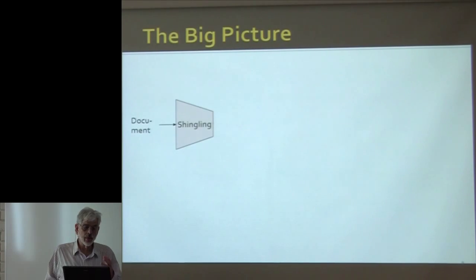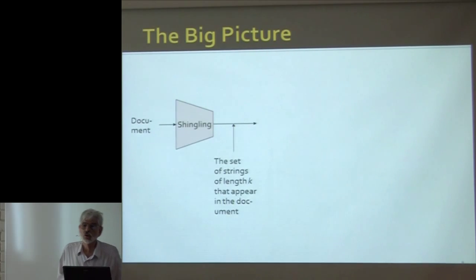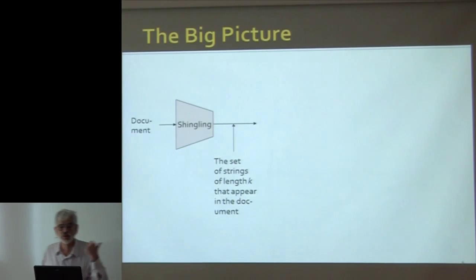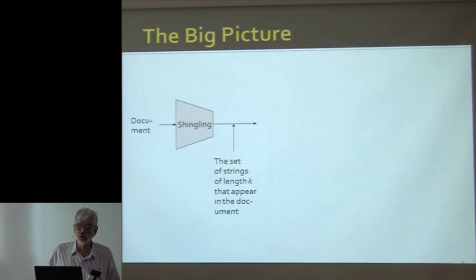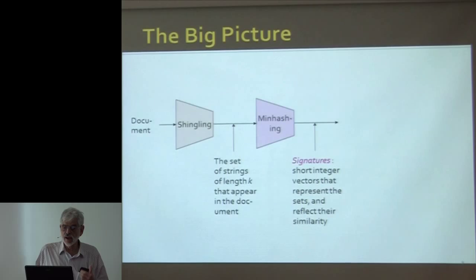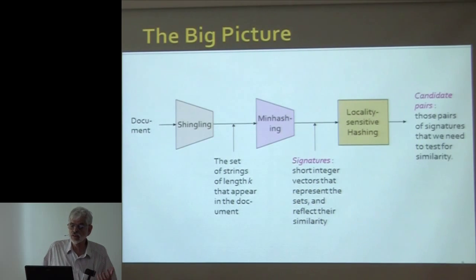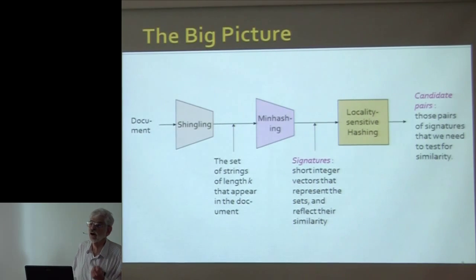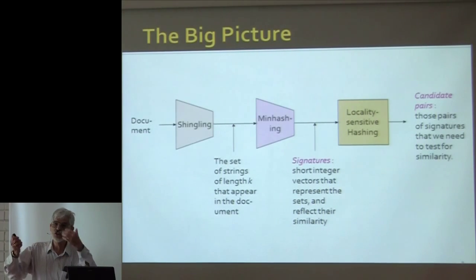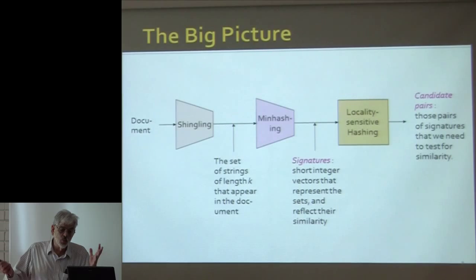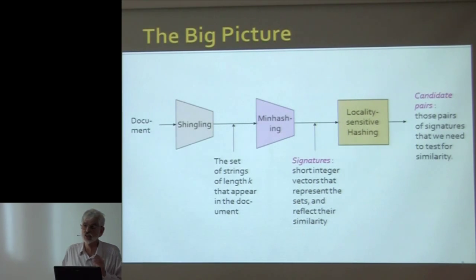Okay, so again, just to summarize, documents come in, we will shingle them, the result will be a set, and in particular, think of it as the set of strings of some particular length k that appear at least once in the document. Then we'll do minhashing, which turns the sets into these signatures, these integer vectors. And then we'll do locality-sensitive hashing itself, which will identify candidate pairs of signatures. We still need to check that the signatures are similar. Most of them, we hope, will be similar, but we still have to check them.